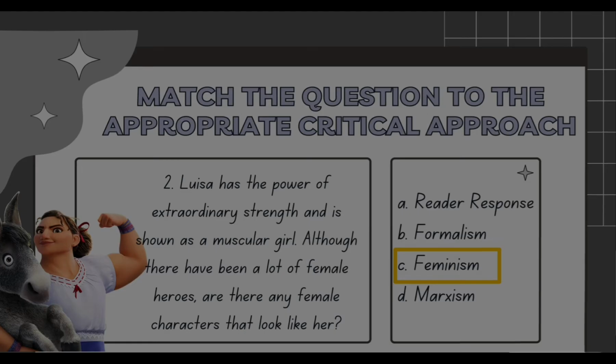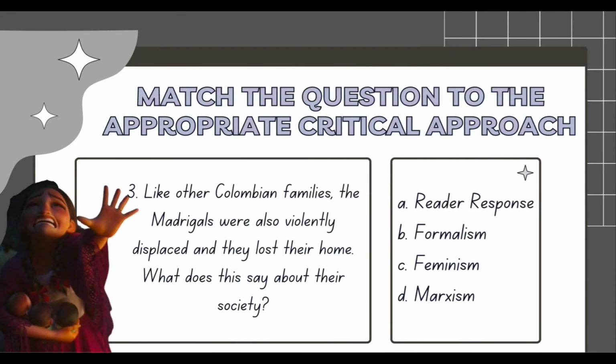Number 3, like other Colombian families, the Madrigals were also violently displaced and they lost their home. What does this say about their society? And this is Marxism, since you're already asking about their social issues and social tragedies.